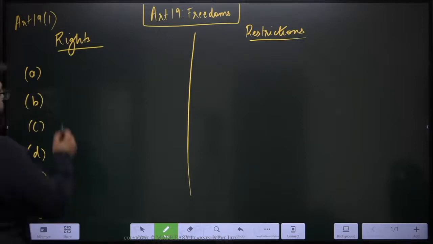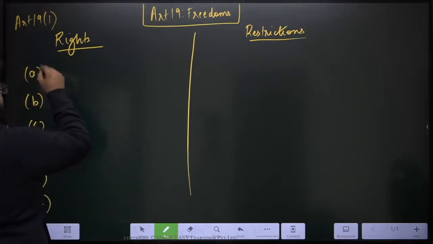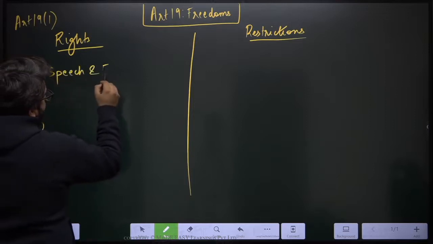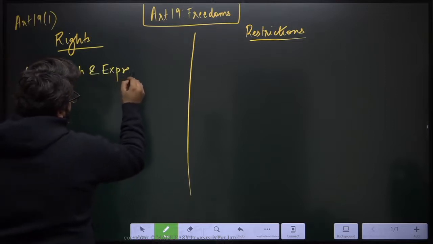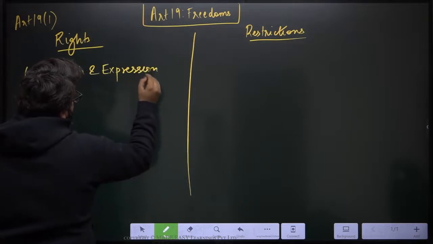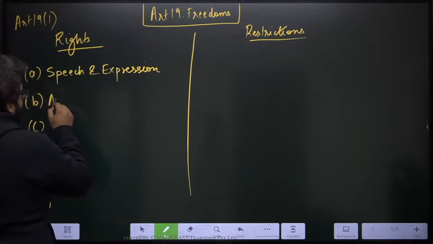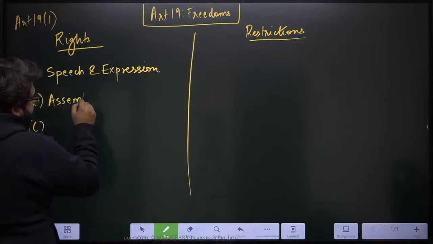right? So Article 19 Clause 1 Subclause A is speech and expression. Article 19 Clause 1 Subclause B is assembly without arms.